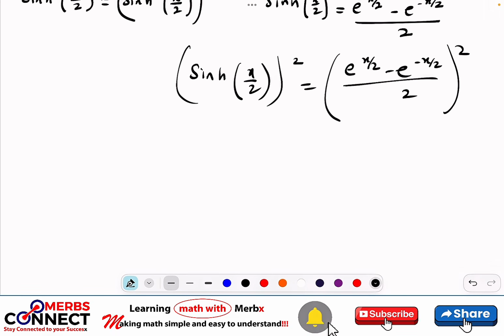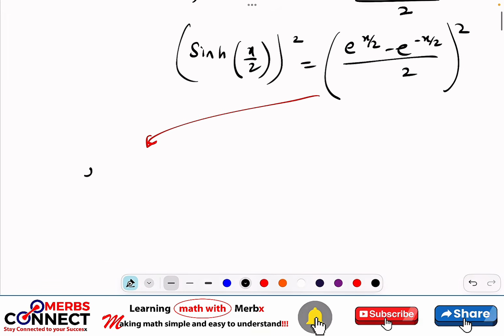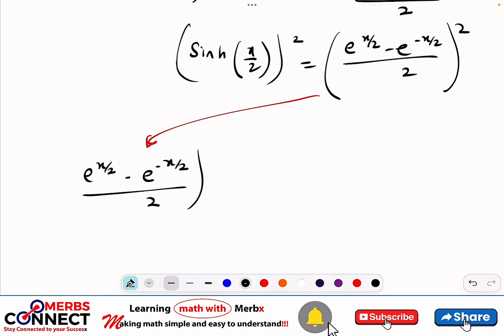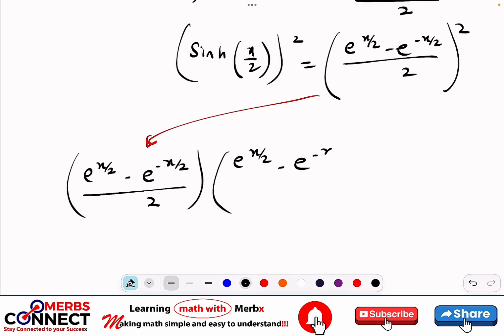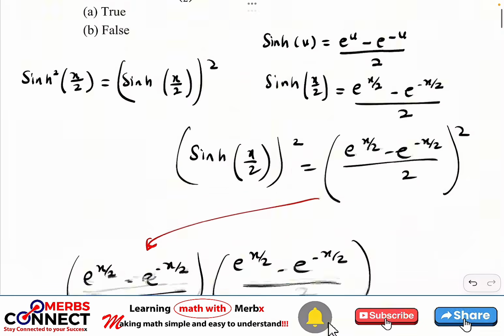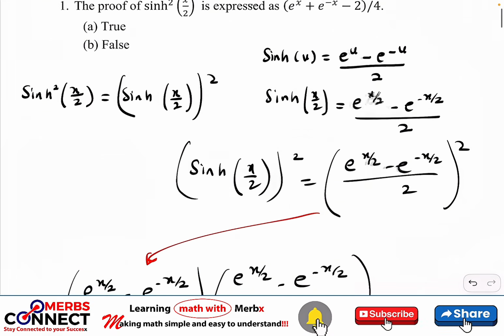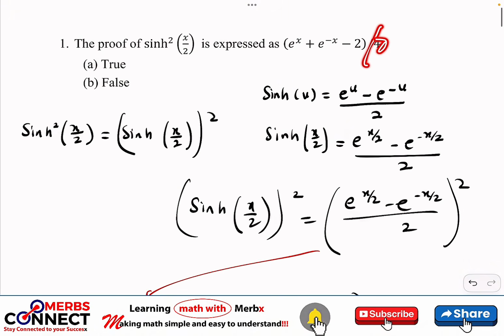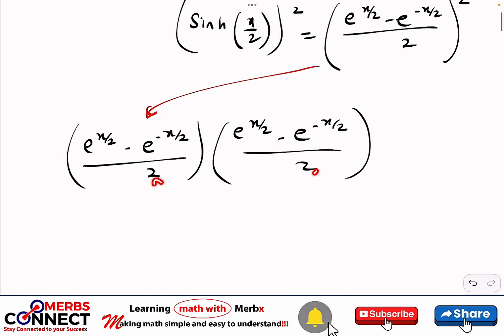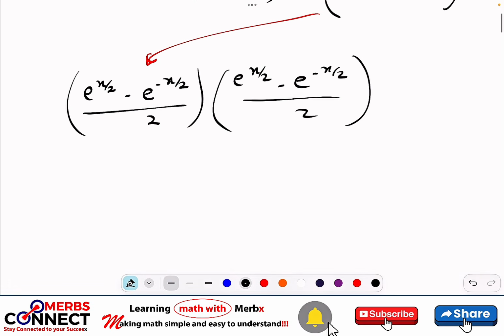I'll just pick this one here. So I'm going to have e to the power x over 2 minus e to the power minus x over 2, divided by 2, times e to the power x over 2 minus e to the power minus x over 2. Because it's true or false, we try to check if something is off, then we just go. So this is divided by 4. And indeed, when you multiply this one by this, we are getting 4. So we don't have any problem with that. So the denominator will be 4.